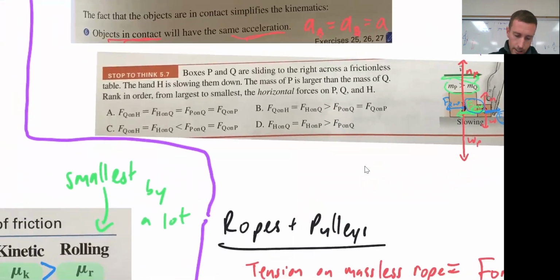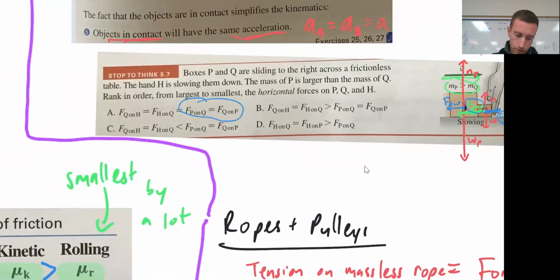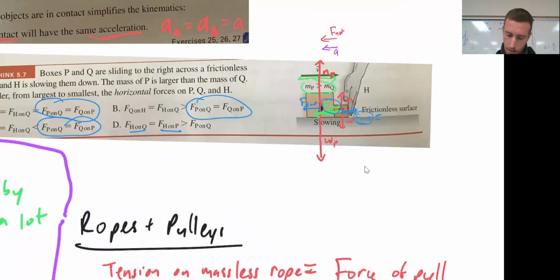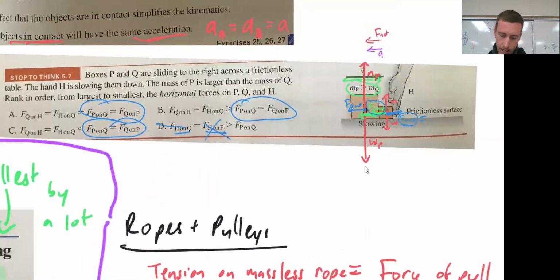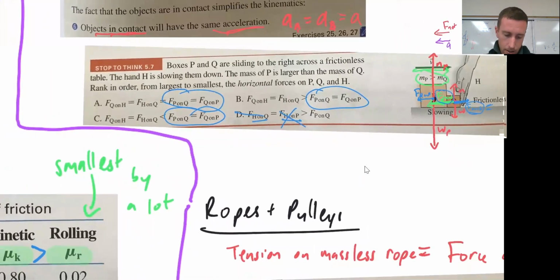Let me see if that helps. P on Q and Q on P are equal. Good. P on Q, no Q on P listed. Okay. Hand on Q, hand on P. No, there is no hand on P. That force doesn't exist, so D is out. Q on hand, hand on Q. Okay, those are all good.